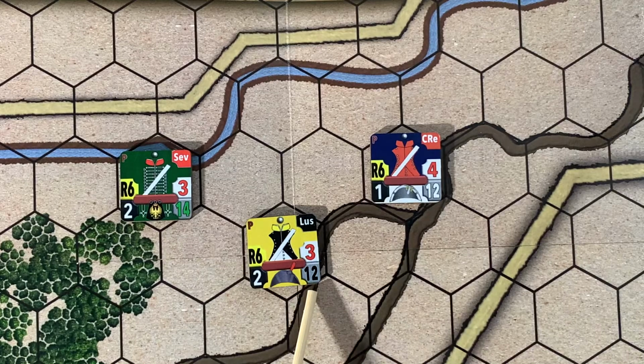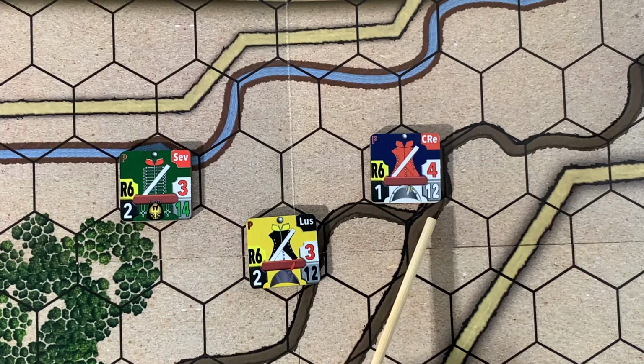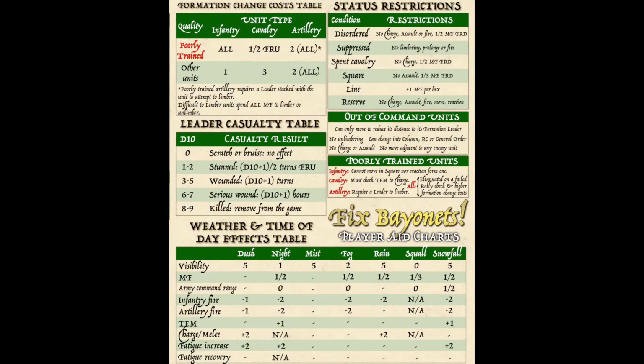This is a standard movement factor here in black. This is a green movement factor for light cavalry or light infantry that can convert into a skirmish screen formation. And this is a movement factor in white for chalk cavalry. Now the printed movement factor of a unit can be modified by status, weather, or other game restrictions.